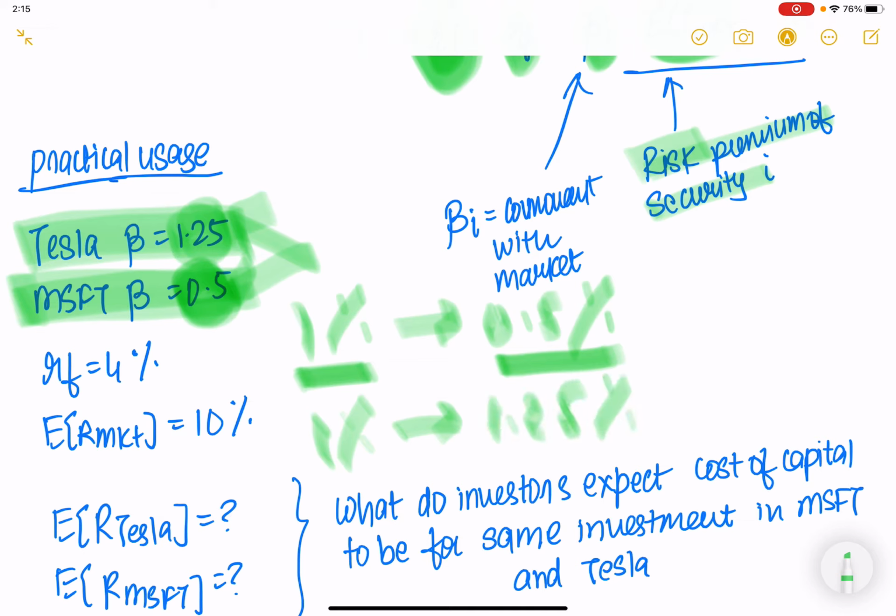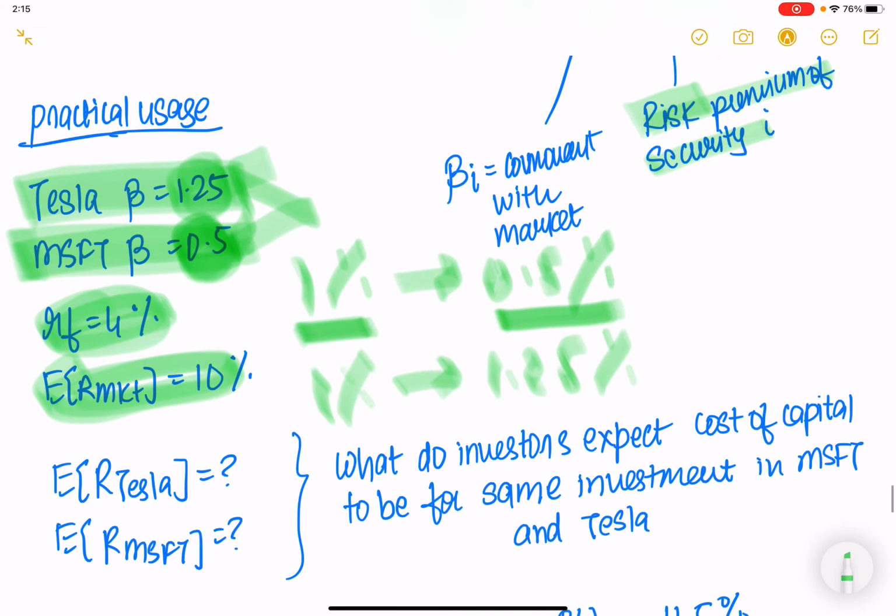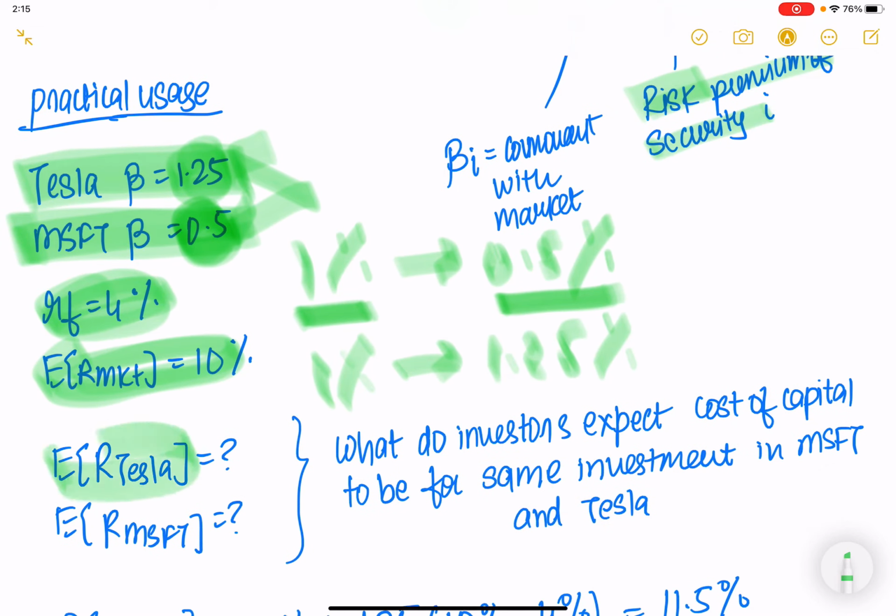So if Tesla has a beta of 1.25, Microsoft has a beta of 0.5, the risk-free rate is, let's say, 4%, and the market on average gives you 10%, then you can calculate the expected return, or the cost of capital, for Tesla and for Microsoft. Meaning, if Microsoft were to raise money for a project, and for the same amount of money for the same project Tesla were to raise money, how much would the investors expect? That is cost of capital. That concept is cost of capital.